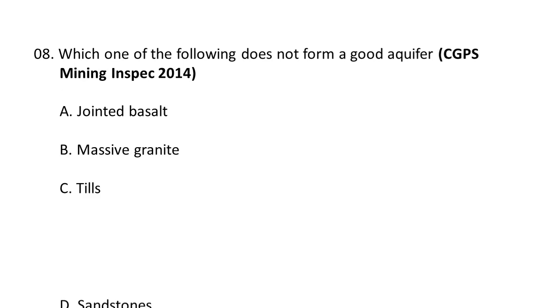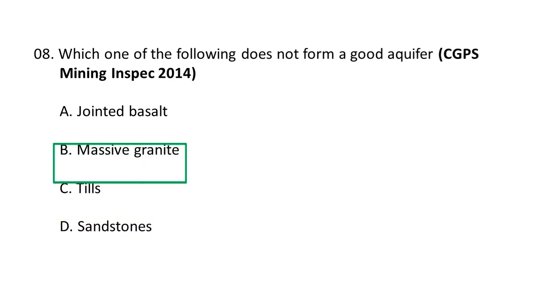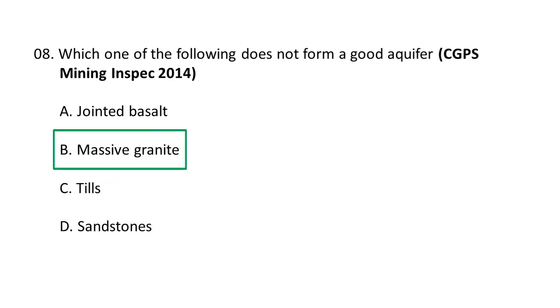Next question. Which one of the following does not form a good aquifer? A. Jointed basalt, B. Massive granite, C. Tills, D. Sandstone. So the correct option is B, massive granite. Jointed basalt, tills and sandstones serve as good aquifers, and massive granite does not act as a good aquifer.